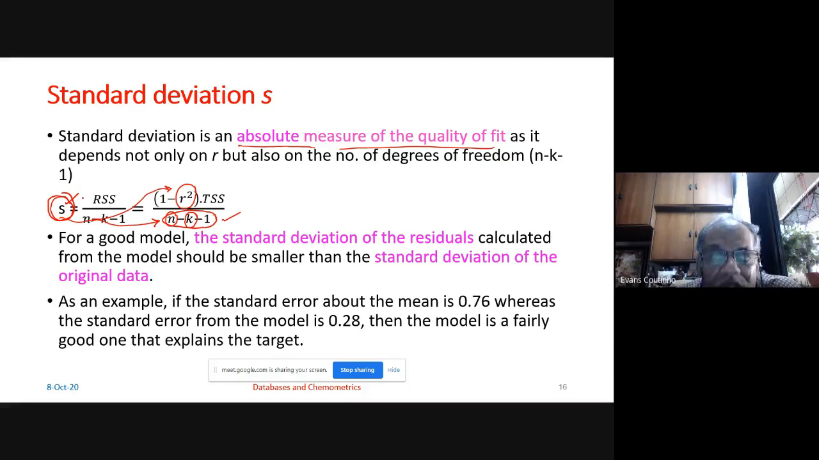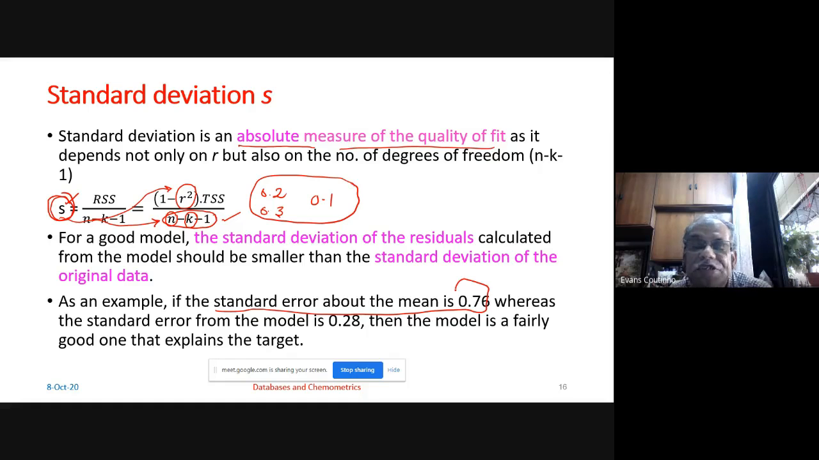Now, what do I mean by as small as possible out here? Is 0.2 a good value to accept? Is 0.3 a good value to accept? Or should I look for a model where the S value is 0.1? There is no right answer. The correct answer lies in the structure of the database, the molecules inside the database. For example, if the standard error about the mean is 0.6, what do I mean by that? So for example, if I have 5 molecules with different activities, and this is the mean activity, and then I calculate the difference of all of these molecules from the mean activity, and then I recalculate the standard error for this. Let's say I get a standard error of 0.76.